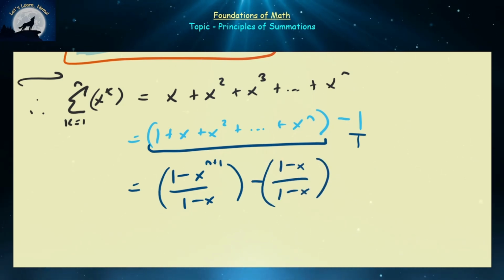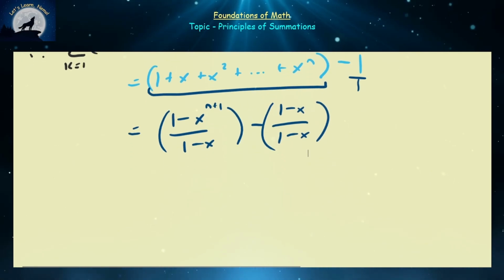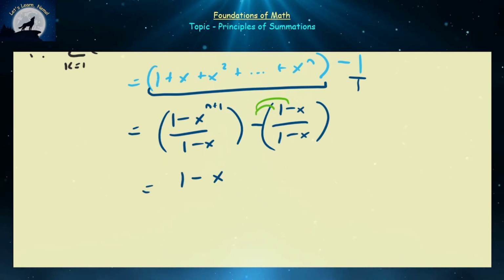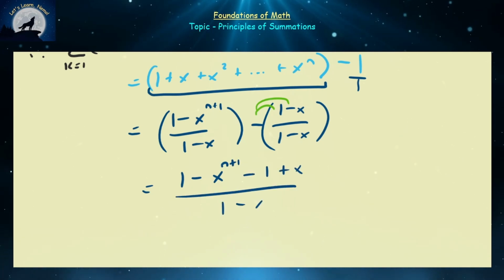Because that's equal to 1. So if that is the case, we can distribute this minus sign, change that 1 to a negative, the x to a positive, and then we're just going to have 1 minus x to the power of m plus 1 minus 1 plus x all over 1 minus x. Notice that these 1's do cancel there, which is actually pretty nice.